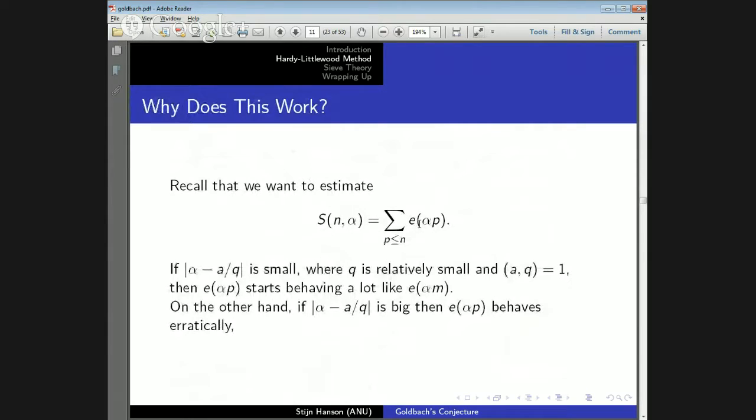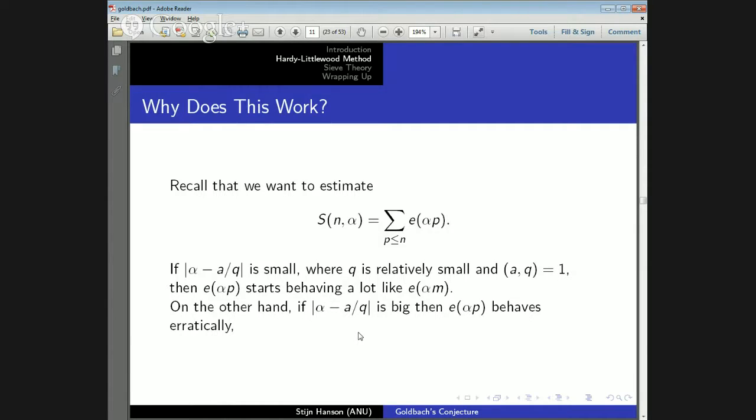And if alpha is close to a rational where q is small, then this exponential term here, this e of alpha p, actually starts behaving a lot like e of alpha m for some natural number m. And this is because while the primes are kind of badly behaved on arithmetic progressions for small common differences, they're actually pretty well behaved on average. But if alpha is far away from a rational number with small denominator, then we still get that erratic behavior.